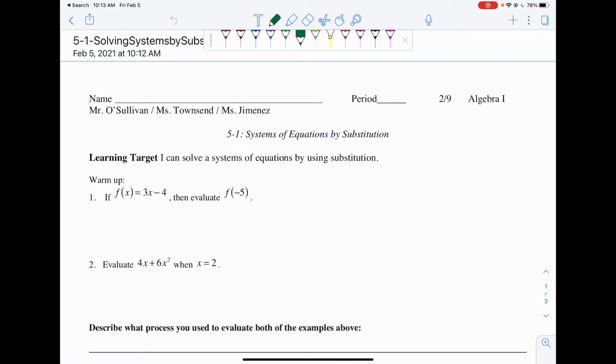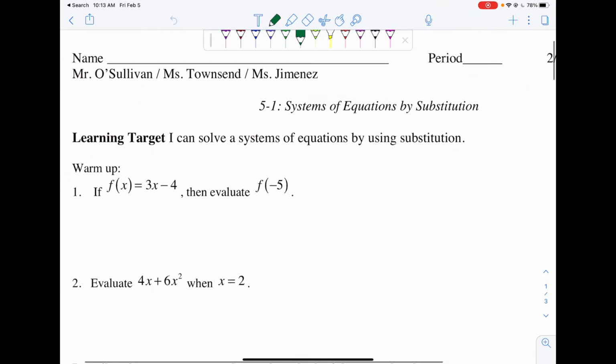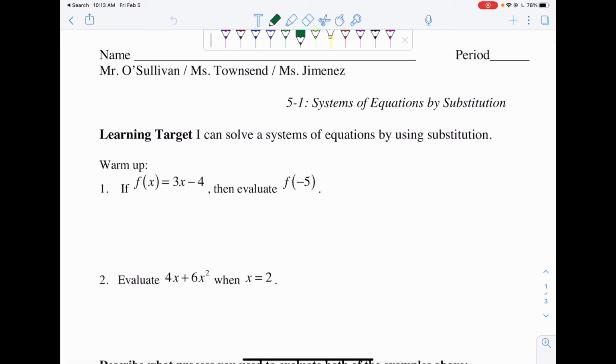O'Sullivan. Today we're going to be starting a new unit, Unit 5, where we're going to be doing systems of equations. This is actually a very fun unit. It's a lot of algebra, it's a lot of manipulation, and it's a lot of problem solving. So as long as you know how to distribute and solve an equation, this unit will be a breeze. So let's begin. Today's learning target is I can solve a system of equations by using substitution.